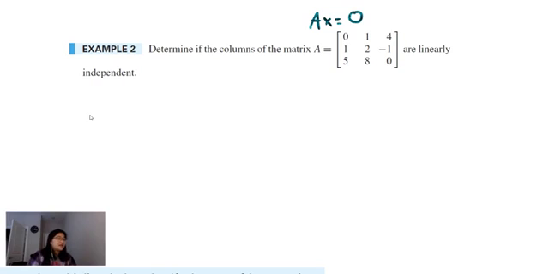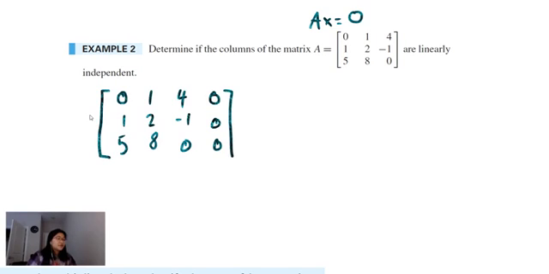So let's think. We need to row reduce an augmented matrix, so 0, 1, 5, 1, 2, 8, 4, negative 1, 0, and then a column of zeros. If you want to do this in MATLAB, you totally can.